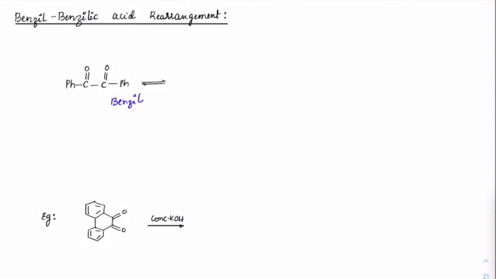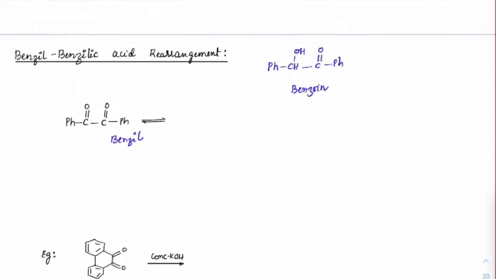If you remember, what was benzoin? CHOH, C double bond O, Ph. This was benzoin. We did something called benzoin condensation, if you remember. If you oxidize this either with PCC, PDC, we will get Ph, C double bond O, C double bond O, Ph, which is benzil. So we can produce benzil by oxidation of benzoin.